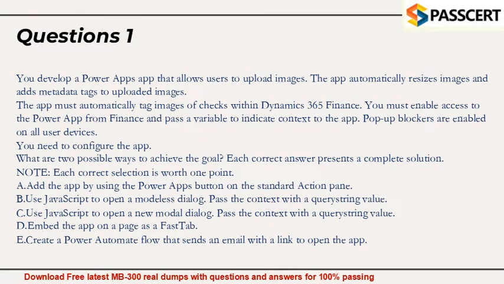A. Add the app by using the Power Apps button on the standard action pane. B. Use JavaScript to open a modeless dialog. Pass the context with a query string value. C. Use JavaScript to open a new modal dialog. Pass the context with a query string value. D. Embed the app on a page as a fast tab. E. Create a Power Automate flow that sends an email with a link to open the app. Answer: A, D.